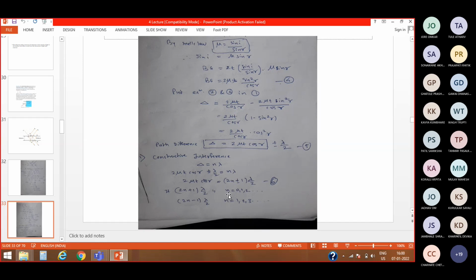If it is positive, that means 2n plus 1 into lambda by 2, then the value of n is equal to 0, 1, 2. If it is 2n minus 1 into lambda by 2, then in that condition I have taken n is equal to 1, 2, 3.